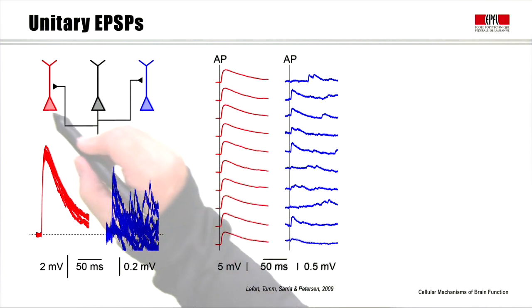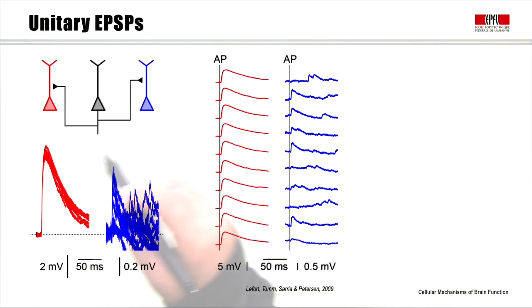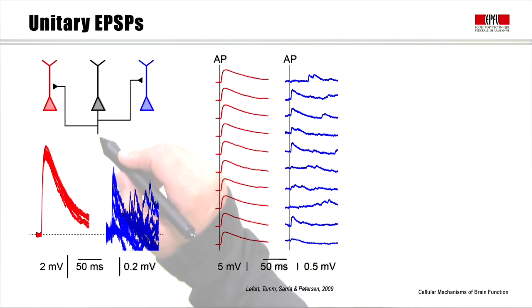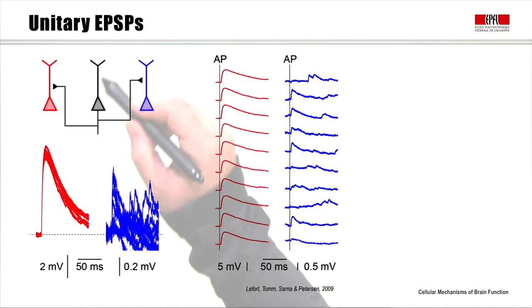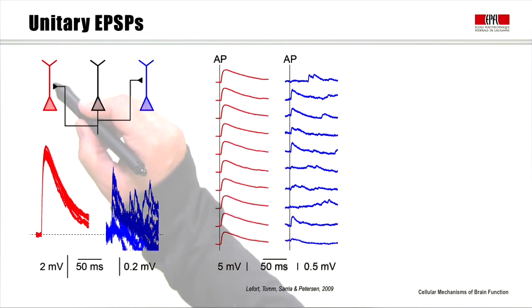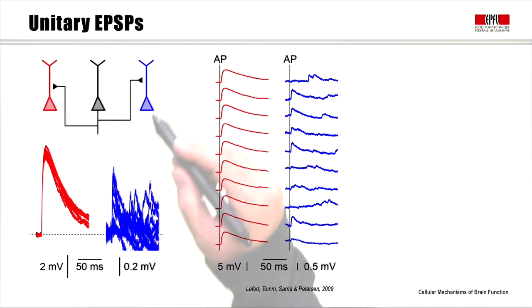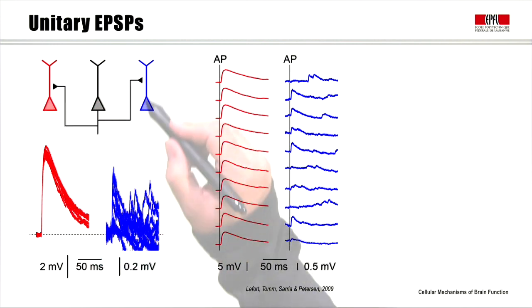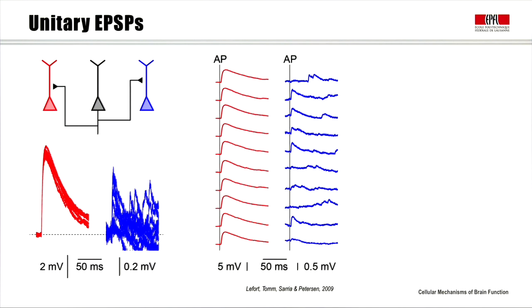we record from 2 postsynaptic neurons, a red neuron and a blue neuron, each of which is synaptically connected. And so the action potential here propagates down the axon, releases glutamate onto the red cell, and also simultaneously releases glutamate onto the blue cell. And it turns out that the properties of the postsynaptic potentials are really very different in this example between these 2 cells postsynaptically.